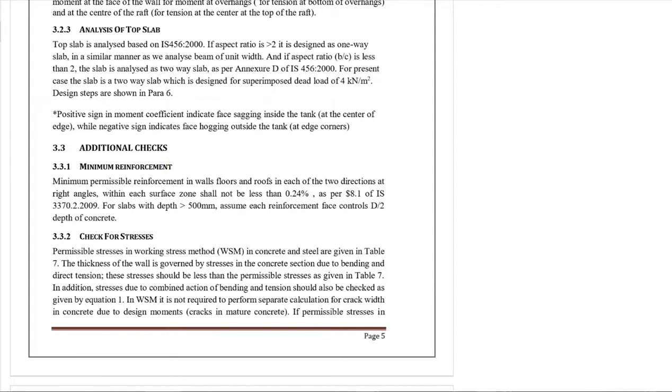The first criterion is minimum reinforcement. There is a criterion that 0.24% should be the minimum reinforcement in each direction on any face. That is the minimum governing criterion in a water tank as given by IS 3370 Part 2.